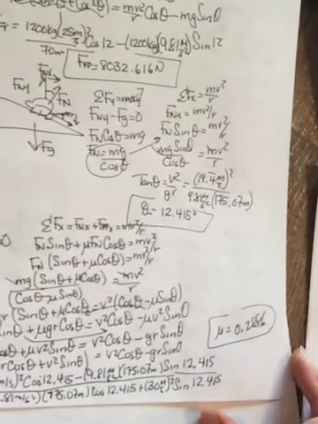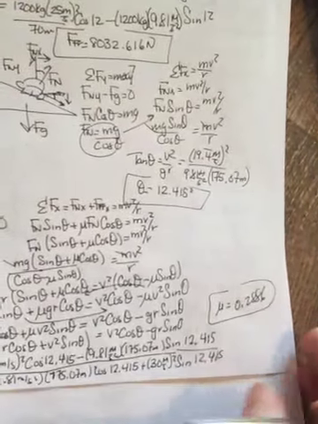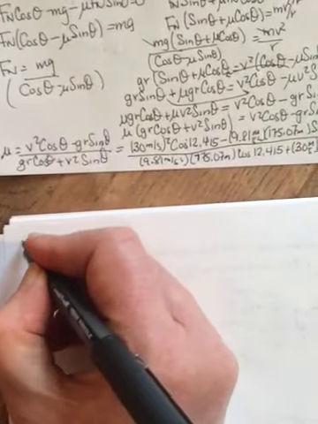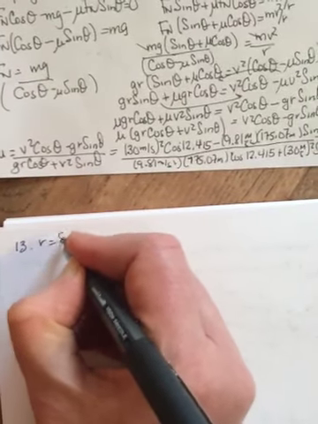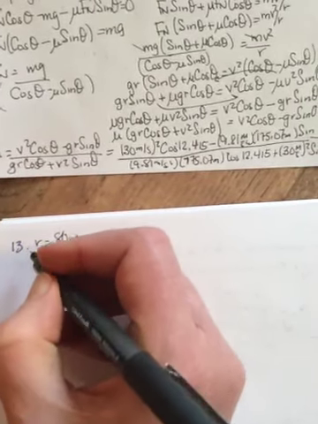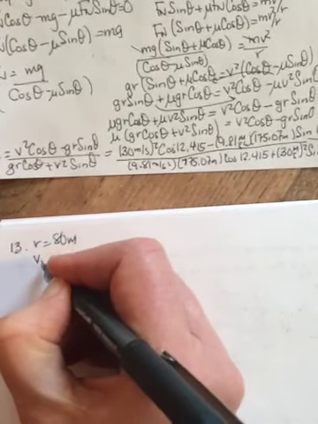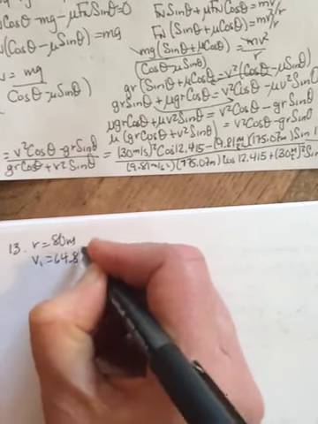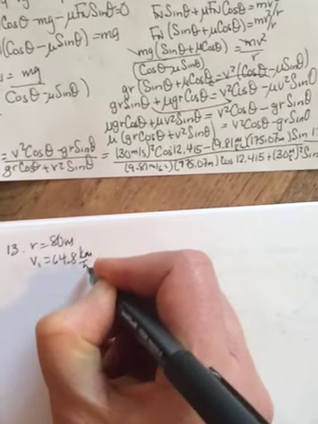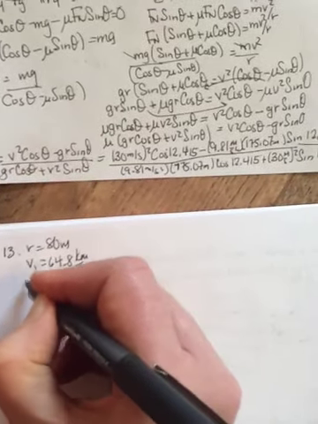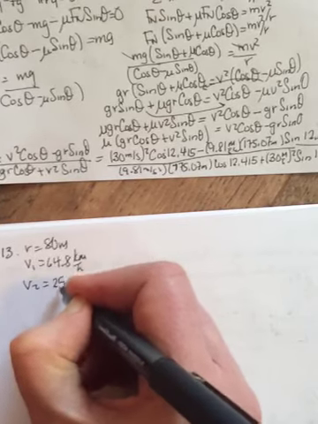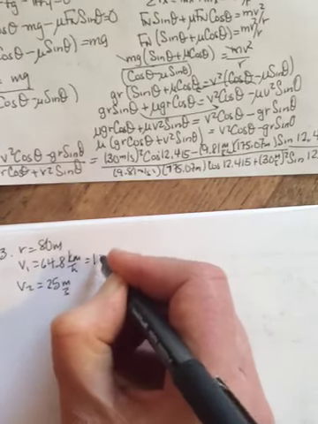Number 13, a curve of radius 80 meters is perfectly banked for 64.8 kilometers per hour. What must the coefficient be? It is identical to what we just did, the identical steps. So the first part, r is 80 meters, and speed 1 is 64.8 kilometers per hour. And it wants to know speed 2, which is 90, which is 25 meters per second. This one's 18.